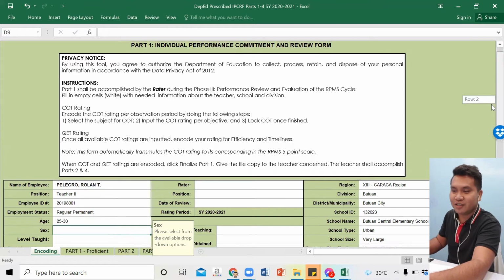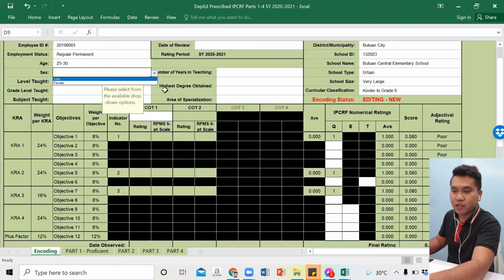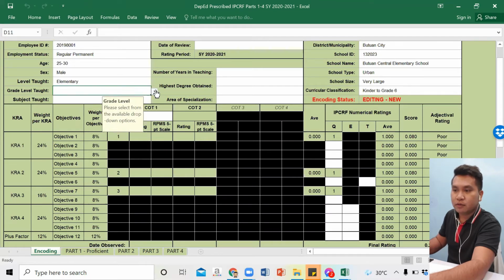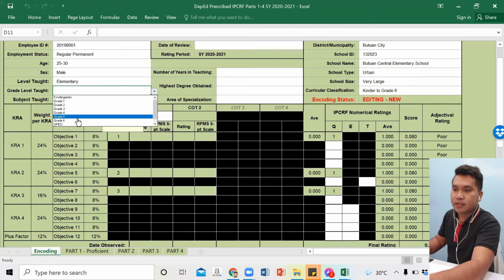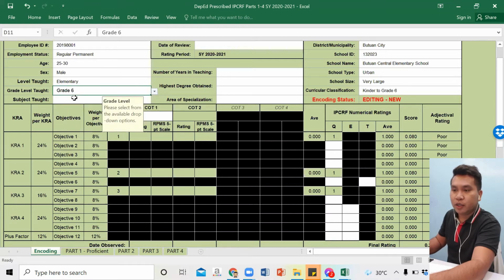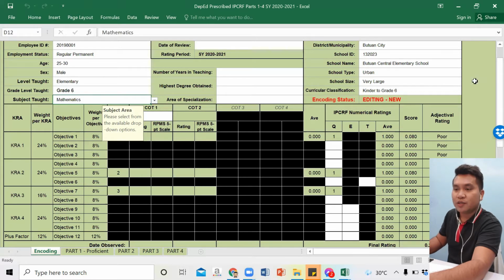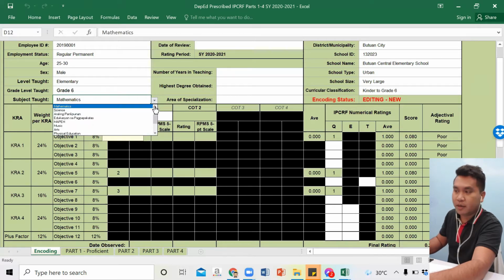Sex is male, with drop-down options again. Level taught: elementary. Grade level taught: grade 6. If you are teaching grade 5 and grade 6, since you are an implementing teacher like me, you just select one grade level. Then subject taught is again only one, all subjects if you want. I will only click mathematics.